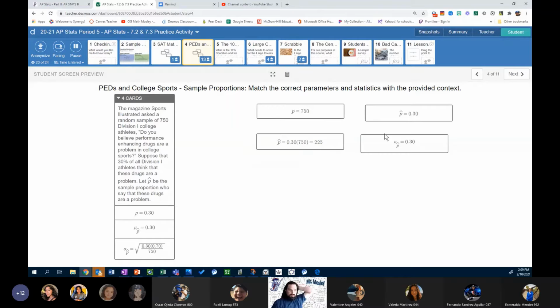These are all just incorrect pairings that were left as extra cards, right? The proportion is not 750. 750 is our sample size. That would be n. P hat is not necessarily 0.3. We were not told what one of our p hats was. P hat represents the proportion of athletes who believe PEDs are a problem in a single sample. We could say p hat equals something, but we don't have that data. So that's why this one's wrong as well. These are just variations of common mistakes. Is there anything I can clarify about the first 2 card sorting parts of the activities?